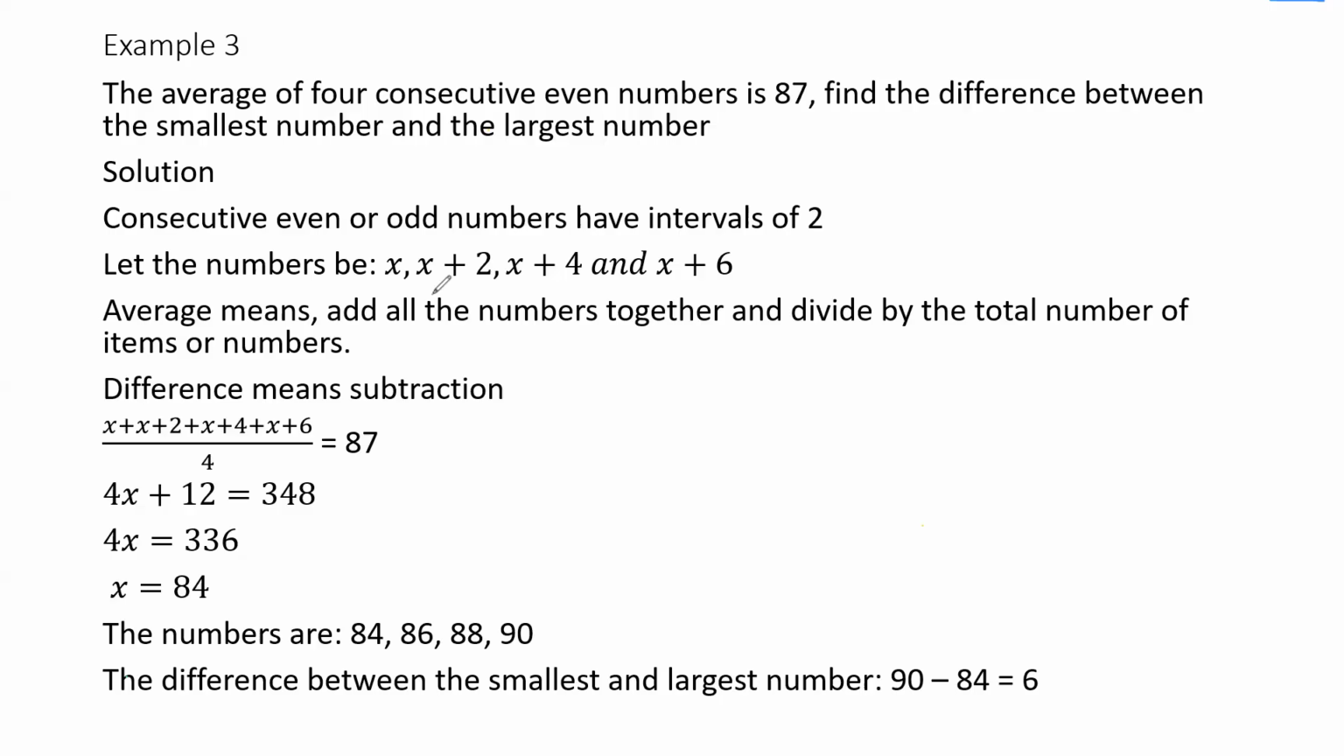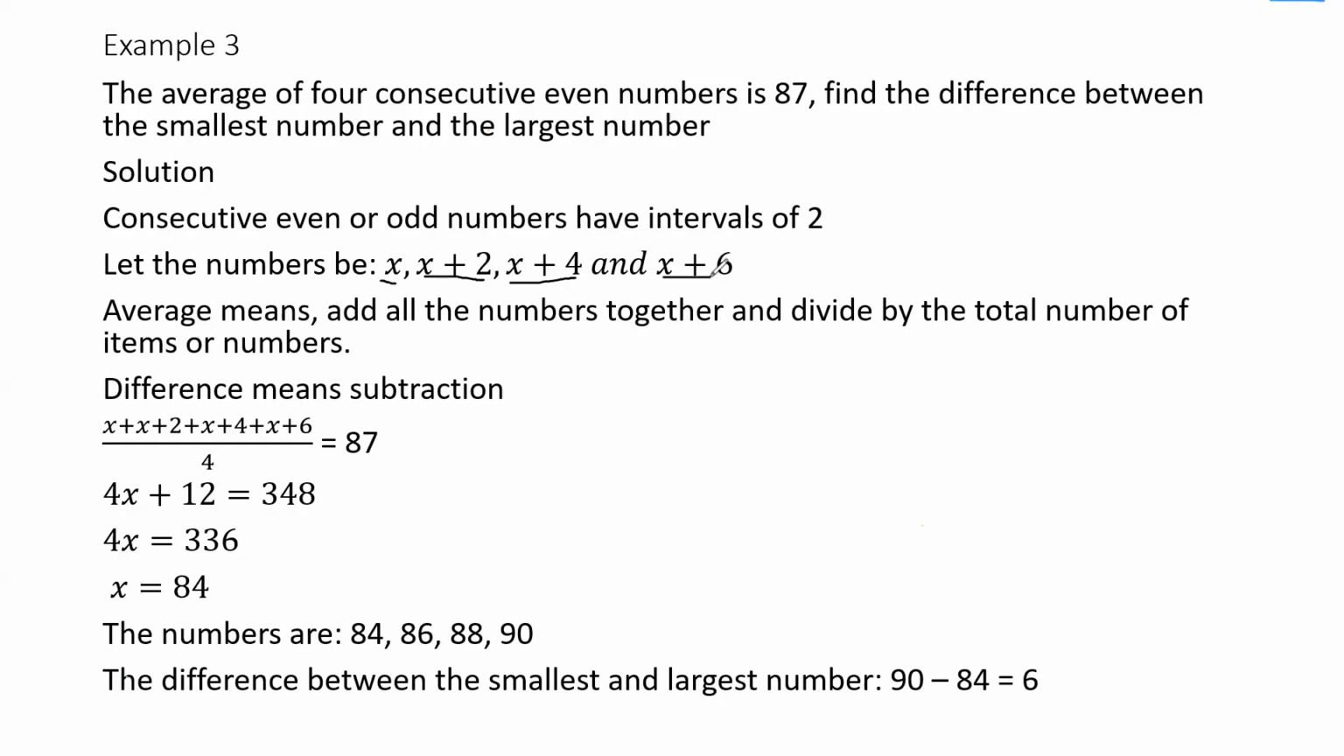So let the first number be x. I add 2 to this and get the next number, so x plus 2. The third number, let me add 2 to this number to get x plus 4. Fourth number, let me add 2 to become x plus 6. Are you okay? Yes, sir. So these are the 4 even numbers.